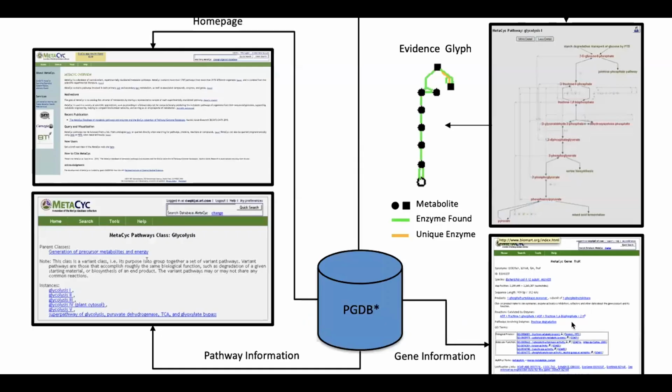This is an example of what you can do with the Pathway Genome Navigator from SRI. So it's like a Wikipedia for metabolism for your sample. There are evidence glyphs that simplify the metabolic overview. You can interact with the metabolic pathway, zooming in, zooming out, and you can actually go all the way in and look at individual reactions and learn about them. So it's a powerful framework.